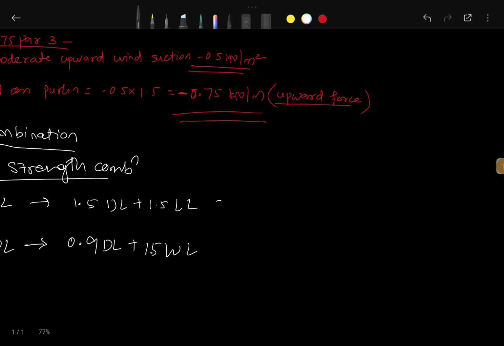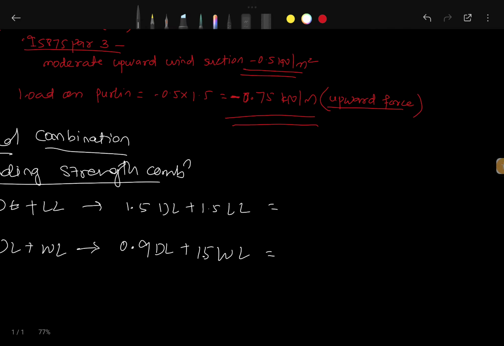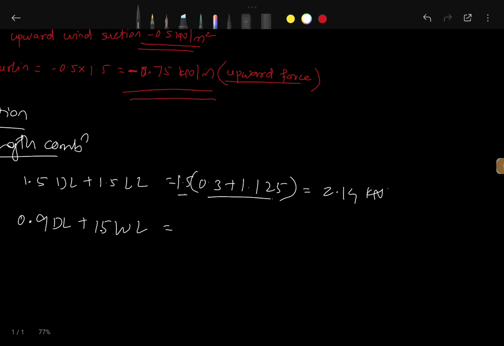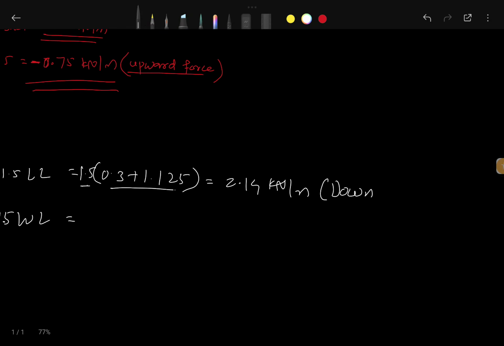So for 1.5 dead load plus live load, if we put both values in this, then we can get a kilonewton per meter value. Then 1.5 into, dead load is 0.3 and live load here comes 1.125. If we add this and multiply with this, then we can get 2.14 kilonewton per meter. This is downward. This force will act downward.